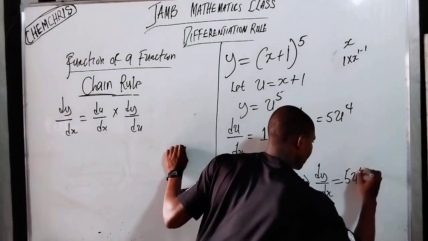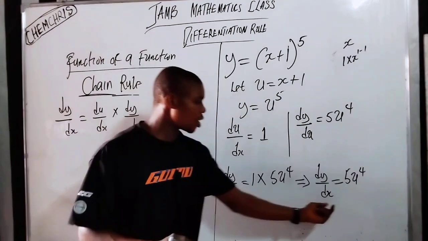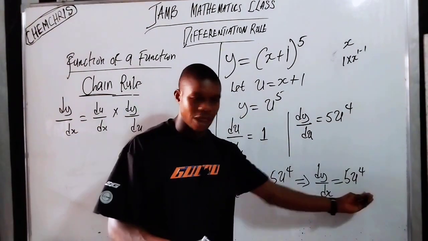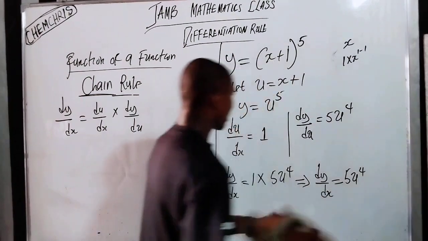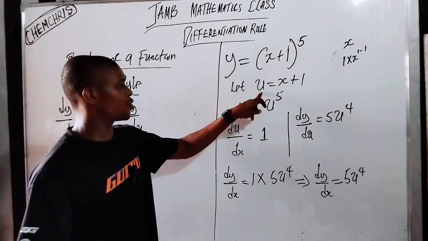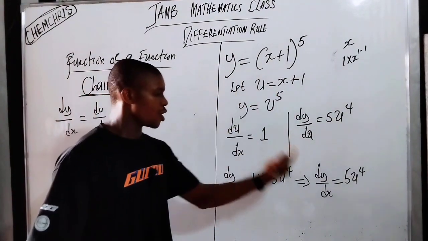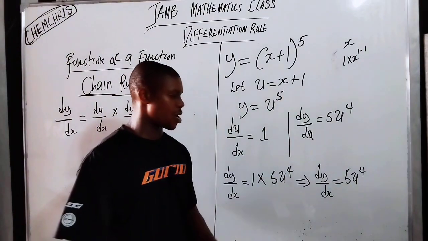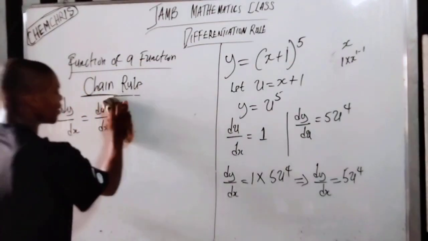5u raised to 4. But we're not going to live like this. What are we going to do here? Remember, I said let u equals x plus 1. So I will now replace u with x plus 1. This is how it's going to look.